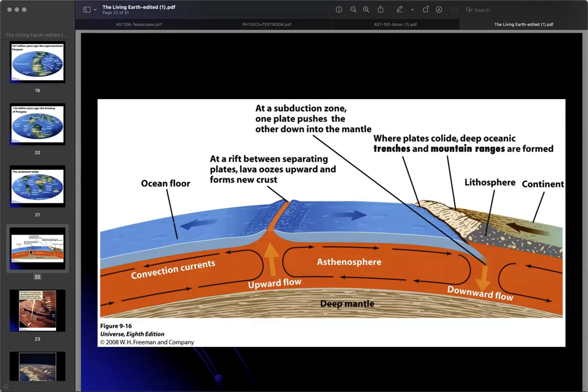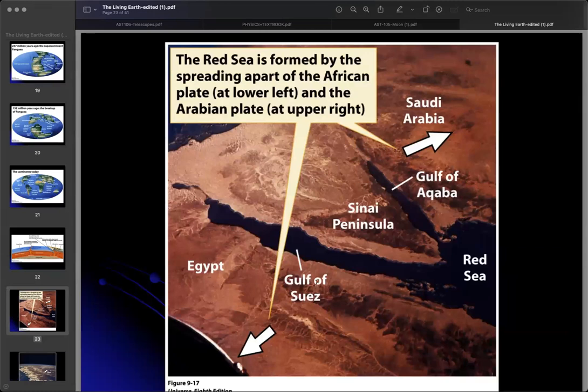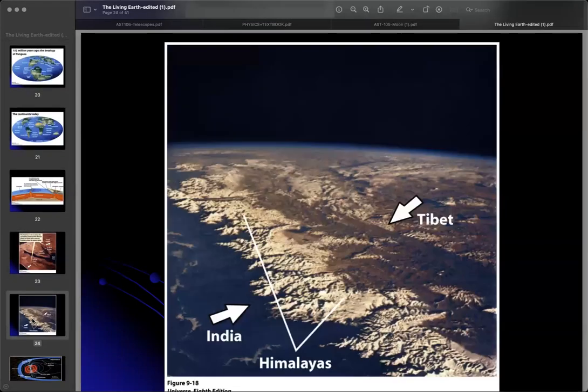Here are some pictures showing evidence of this kind of activity causing various effects. Here the Saudi Arabia plate and the Egypt plate are moving away, causing formation of the Red Sea and the Sinai Peninsula. Here are the Himalayas, showing how the crashing of the Indian plate into the Chinese plate has produced the Himalayas.